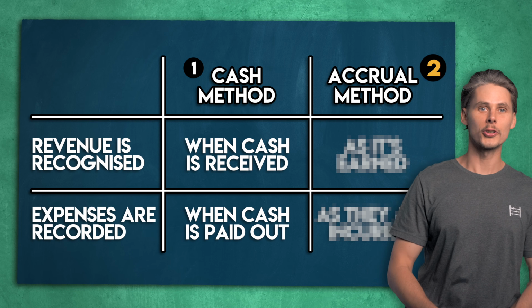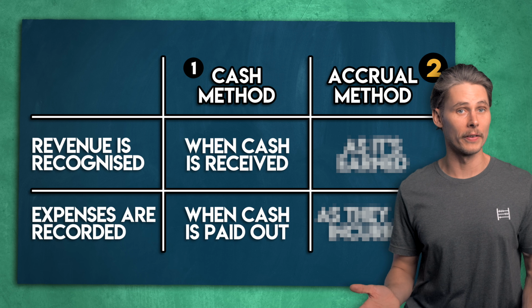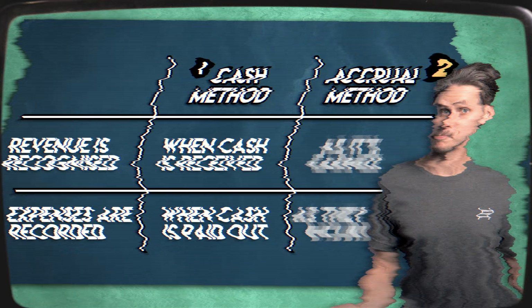Okay, it's time for part 2. What is the accrual method of accounting and why do we need it? With a cash basis, you record your revenue once you receive the cash, and you record your expenses when you pay that cash back out. It's a great way to do your books, and it's simple. And that's the reason why it's an approach used by many small businesses and individuals for personal finance.